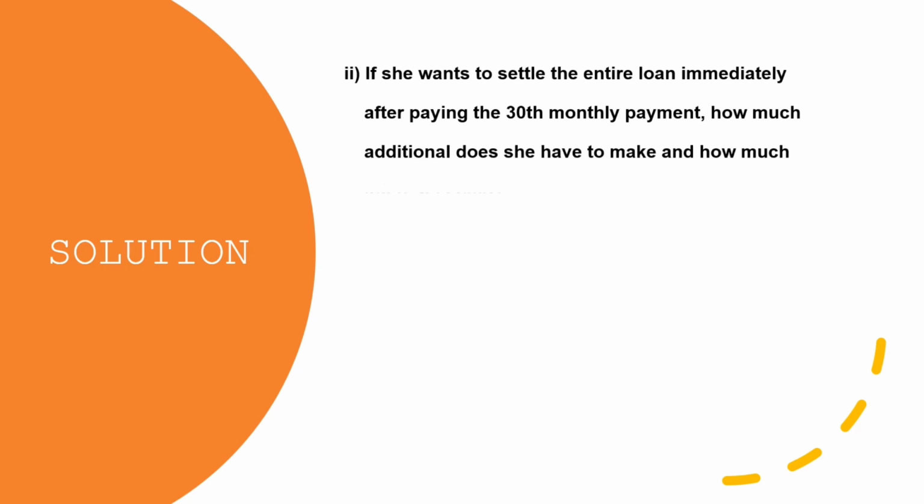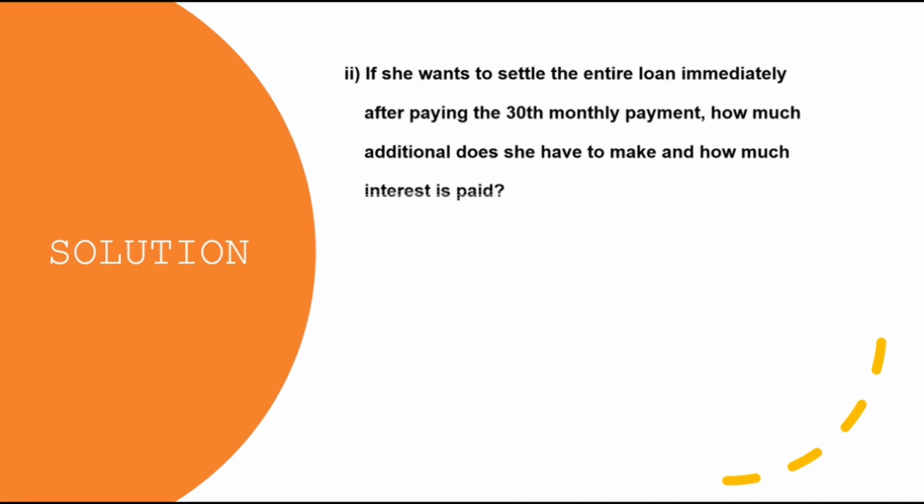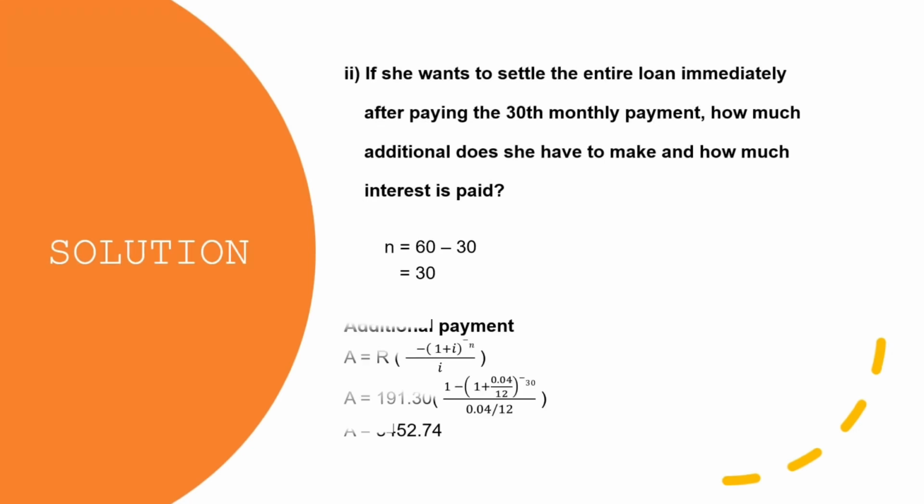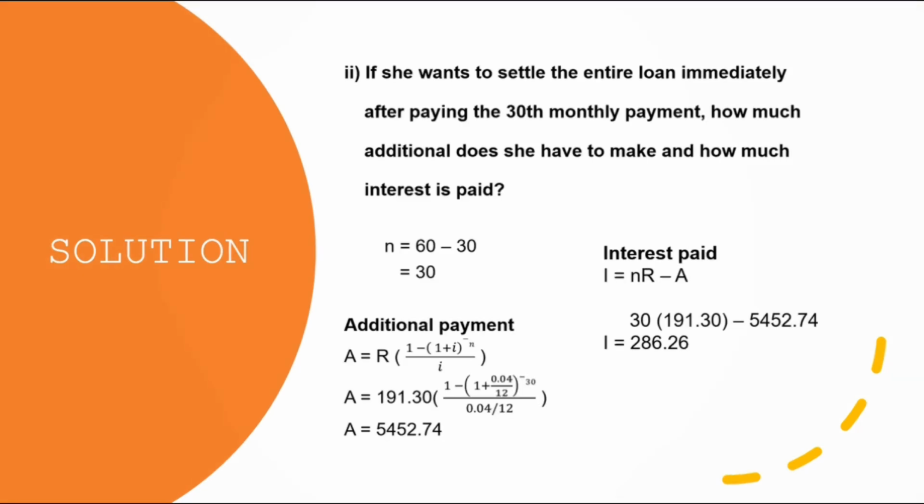If she wants to settle the entire loan immediately after paying the 30th monthly payment, how much additional does she have to pay and how much interest is paid? Now, we want to search for the additional payment and interest paid. For the additional payment, we need to use this formula. A equal to R times 1 minus 1 plus I to the power of negative n, over I. So, A equal to 191.30 times 1 minus 1 plus 0.04 over 12 to the power of negative 30, over 0.04 over 12. The answer is 5,452.04.